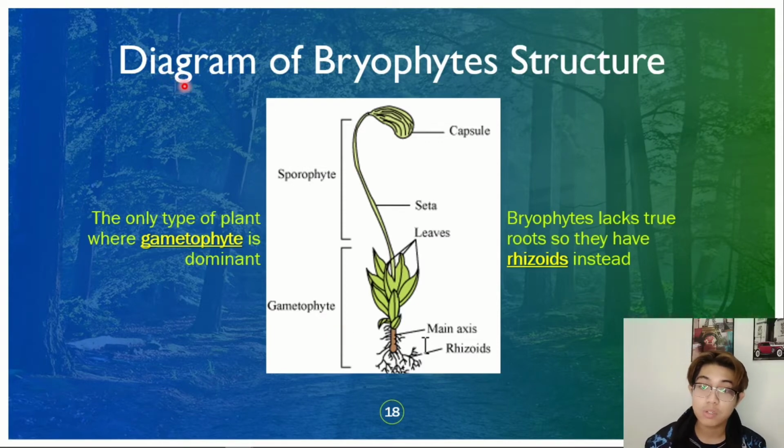We move on to the diagram of a bryophyte structure. If we analyze the structure, it's divided into 2 parts, the sporophyte and the gametophyte. Be aware that bryophytes are the only type of plant where the gametophyte is dominant. On top of that, bryophytes lack true roots, so they have structures called rhizoids instead. So remember, when you see a bryophyte and you see something that looks like a root, it's actually called rhizoids.